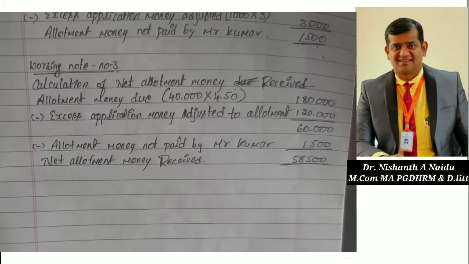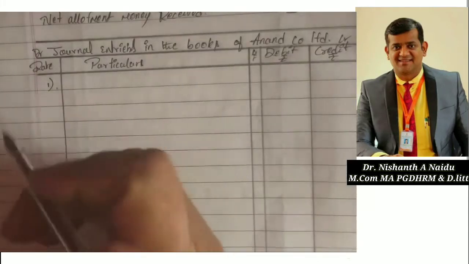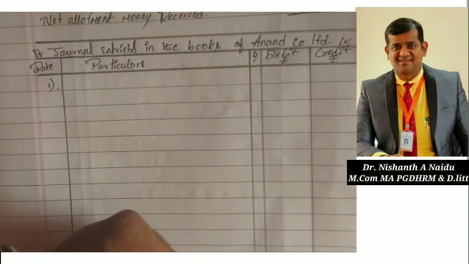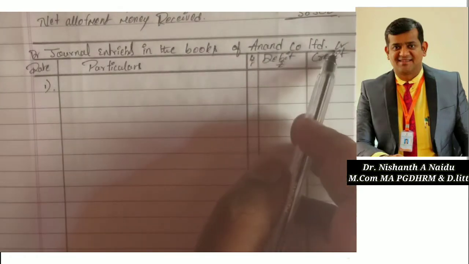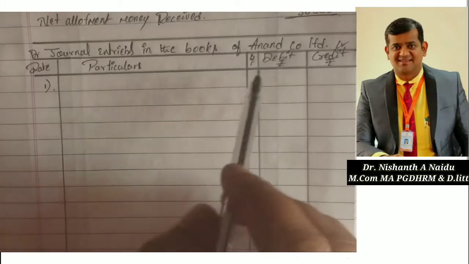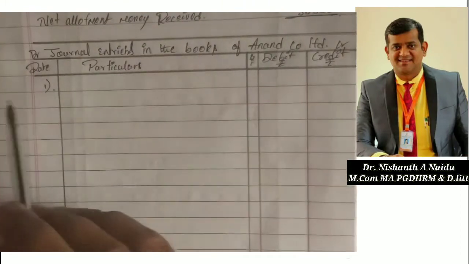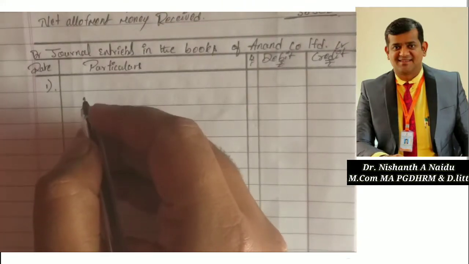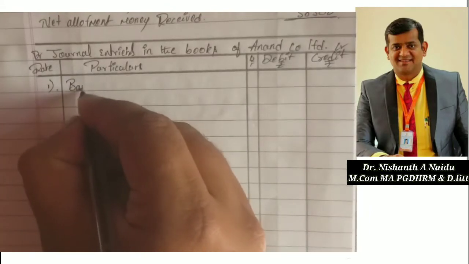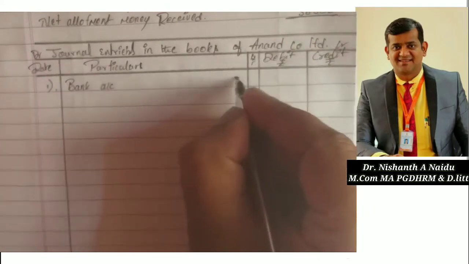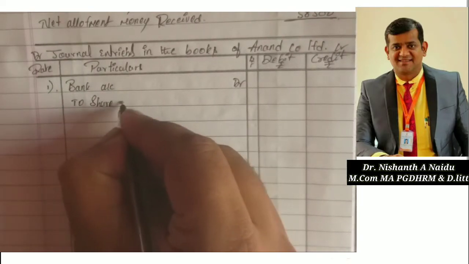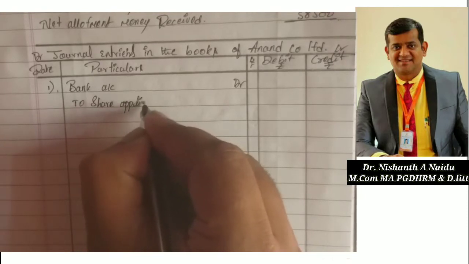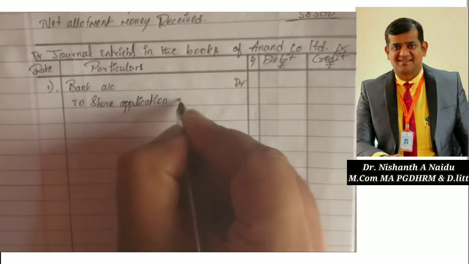Okay, so let us start the journal entry without any further delay. So dear students, let us start the journal entry. I am ready with the table. Journal entries in the books of Anand Company Limited. Date, particulars, LF, debit rupees, credit rupees. So first journal entry. What is the first journal entry? Always we pass bank account debtor to share application account.